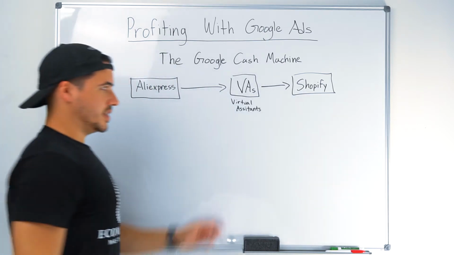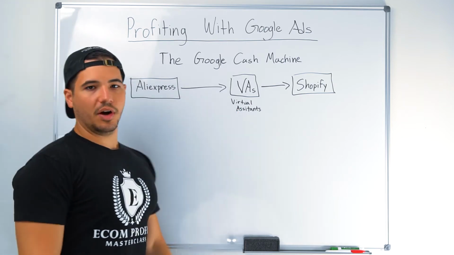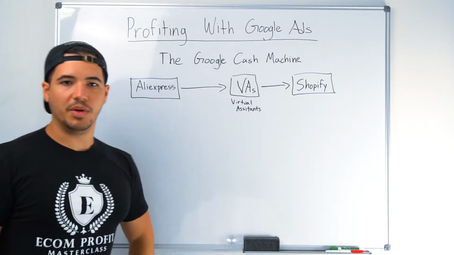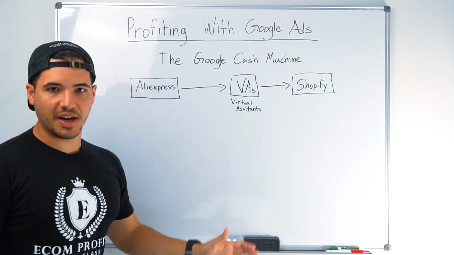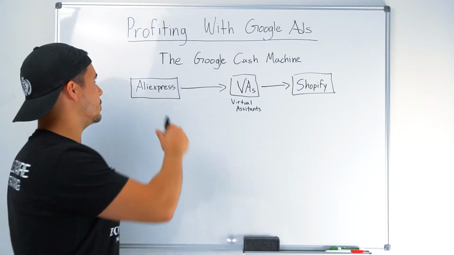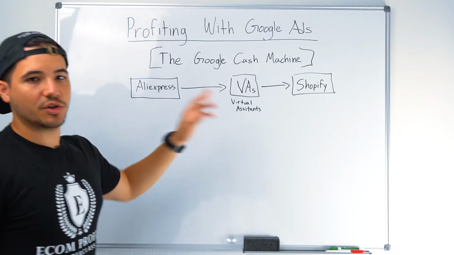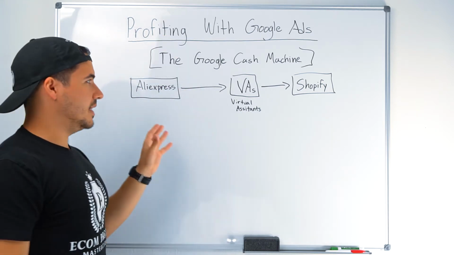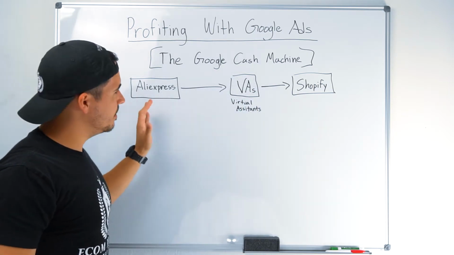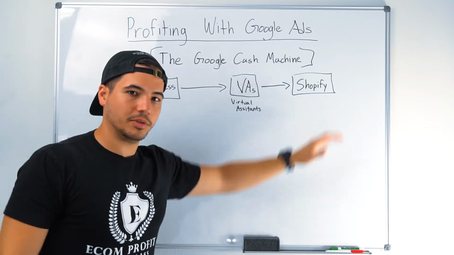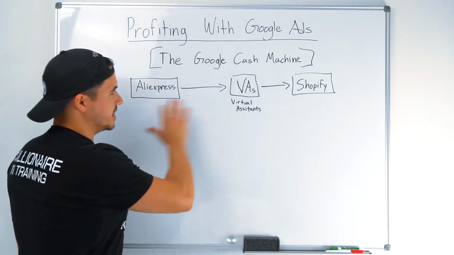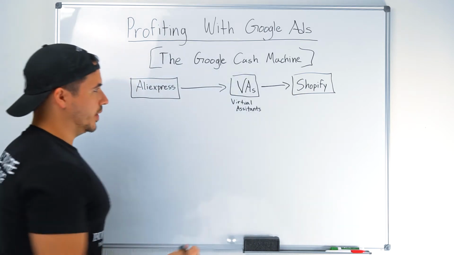These virtual assistants, you can find them on Upwork.com. There's a ton of websites, Fiverr, a bunch of websites where you can find people from all over the world. Depending on the task you want them to do, they can do it. In this specific Google Cash Machine, what these virtual assistants are doing is product research and basically store management in a way. They're grabbing the products from AliExpress and putting them on our Shopify store. Okay? So this system is completely automated. We continue with the automation, okay?